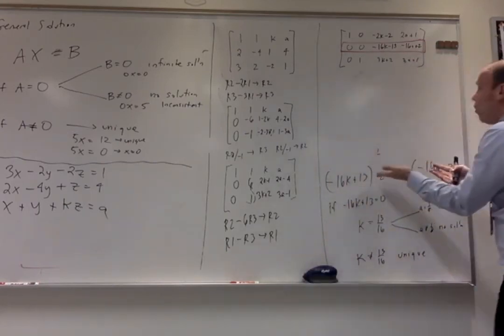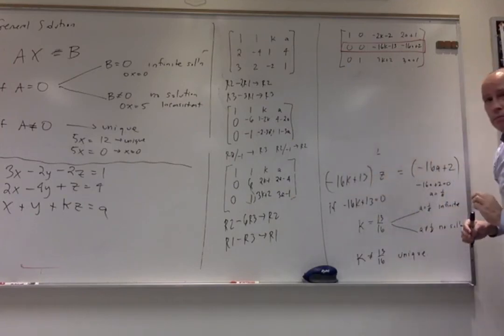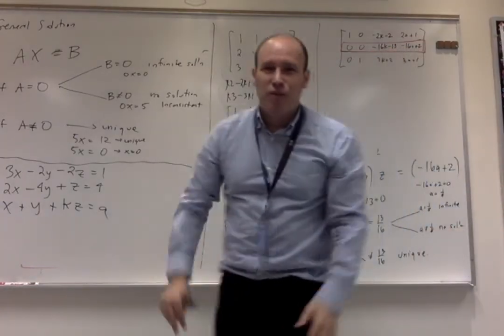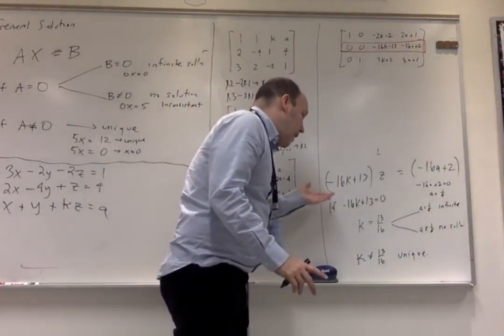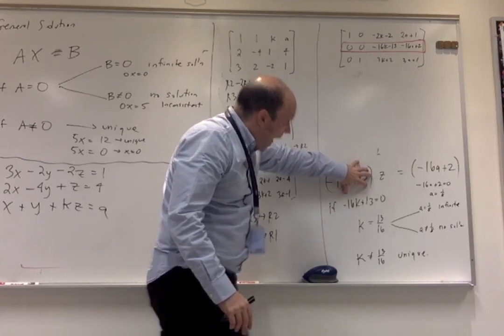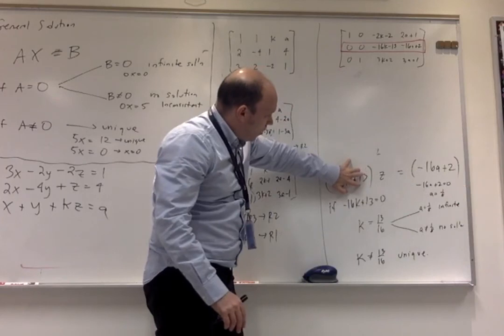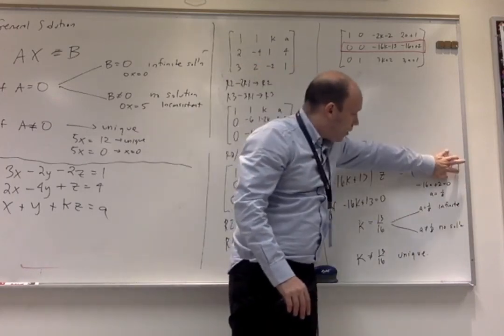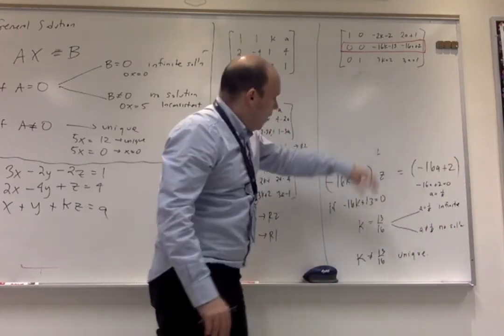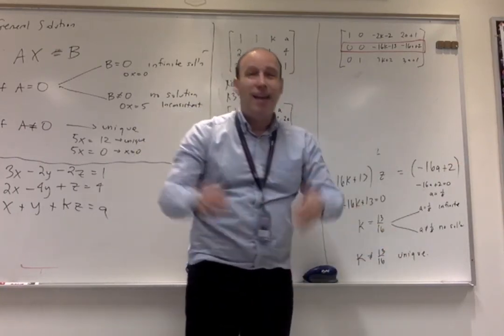Now we're good. So we say, okay, this thing times x equals this thing, and k and a are numbers, right? So the idea is, if this expression equals 0 and this equals 0, we have infinite solutions. If this expression equals 0 and this does not equal 0, we have no solution. If this expression does not equal 0, we're good to go. We have a unique solution. That's it.